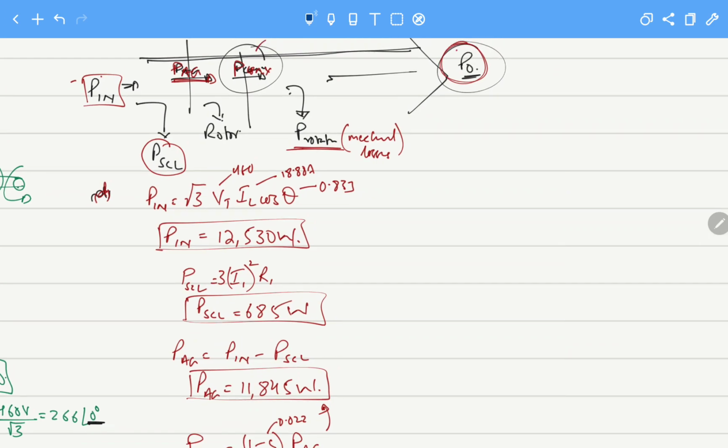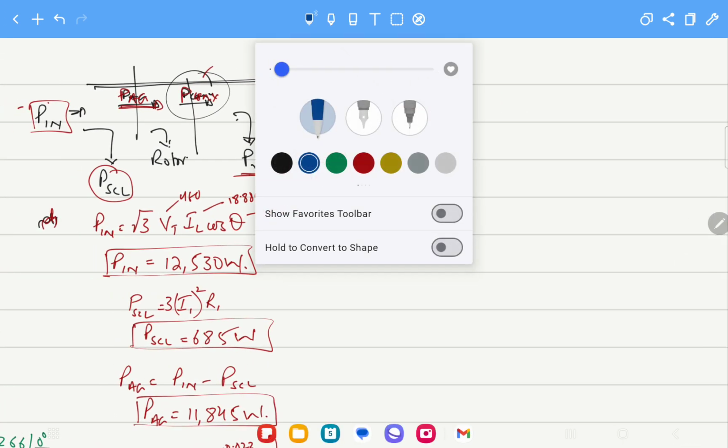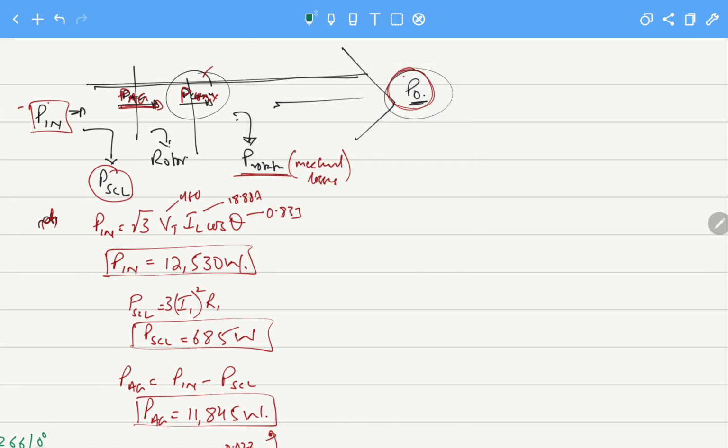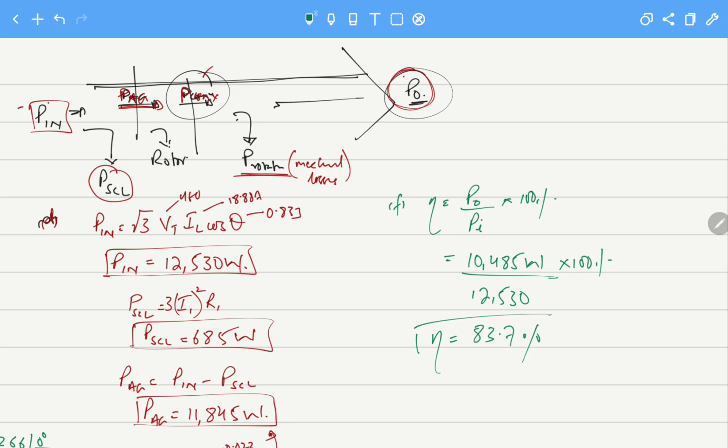And the last part is about the efficiency. Efficiency we know is P out over P in times 100%. This is simple. We have calculated the output power, and the input power for the motor is 12,530, times 100%, and the efficiency will become 83.7% for the induction motor.